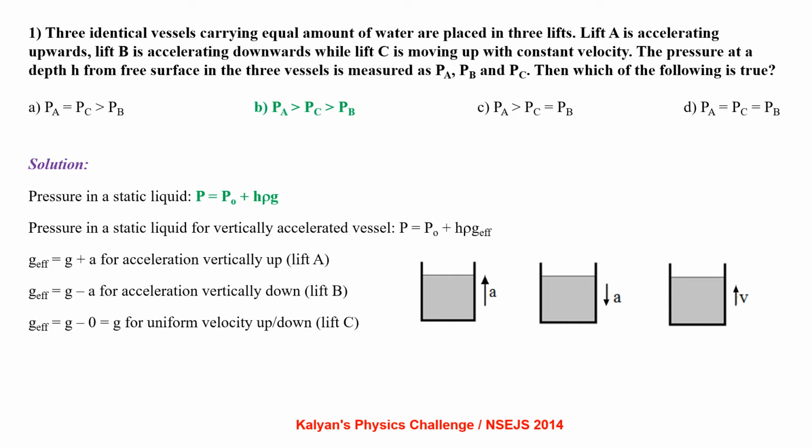Pressure in a static liquid is given by P equal to P naught plus rho gh. So pressure in a liquid for a vertically accelerated vessel is given by P equal to P naught plus rho g effective into h. So g effective is g plus a. In the second case it is g minus a. In the third case it is equal to g. So PA is greater than PC is greater than PB.